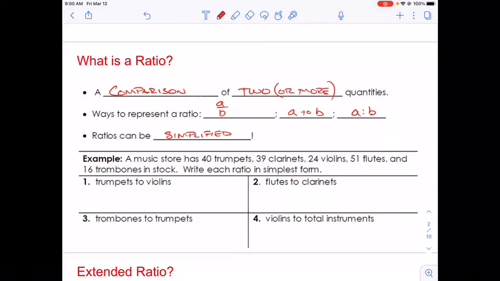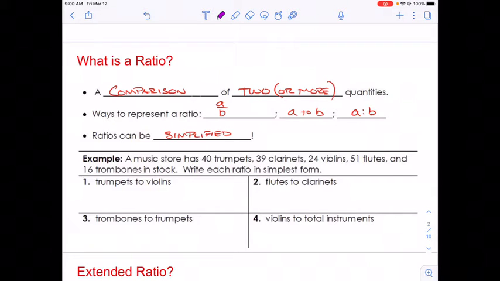So let's take a look at an example here. A music store has 40 trumpets, 39 clarinets, 24 violins, 51 flutes, and 16 trombones. Write each ratio in simplest form. So let's take a look here. I typically like to work these as a fraction, but it really doesn't matter, whatever you're most comfortable with.